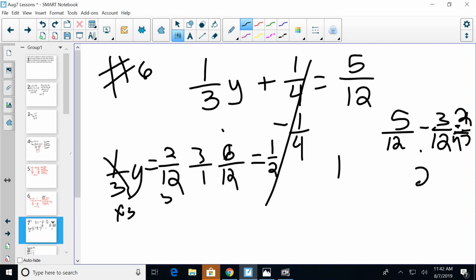And then we have to use what property? Multiplication. We talked about that yesterday. All right, so if we have a fraction, then we must use multiplication. So you multiply by the reciprocal. All right, so the reciprocal of 1/3 is 3/1, or 3. So we multiply both sides by 3, and we get y equals 6 twelfths, which reduces to 1/2. Questions on that problem?